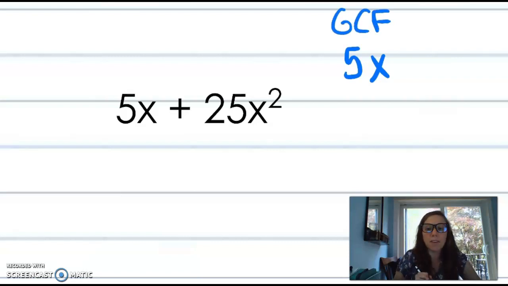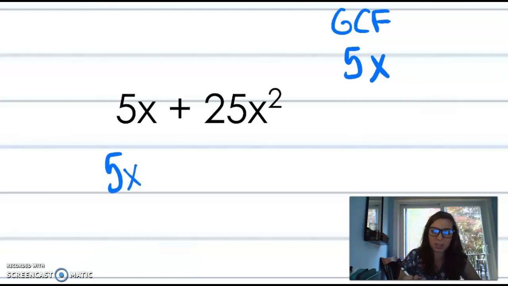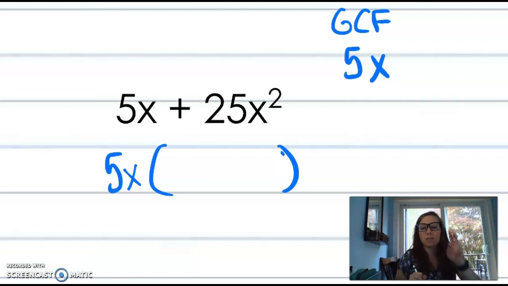Now when you're actually factoring out, that's the real lesson of today, you're going to take the GCF and stick it on the outside of the parentheses. And then on the inside, we're going to have 2 terms left.